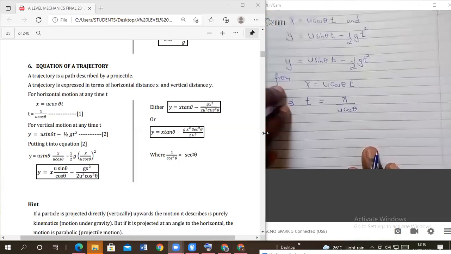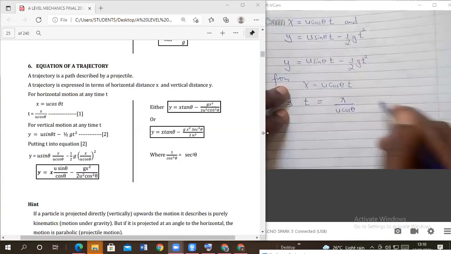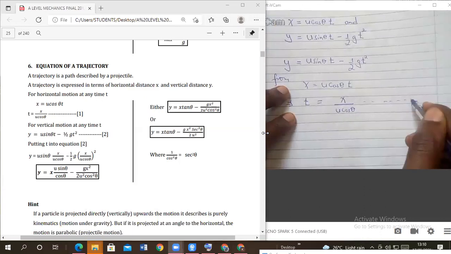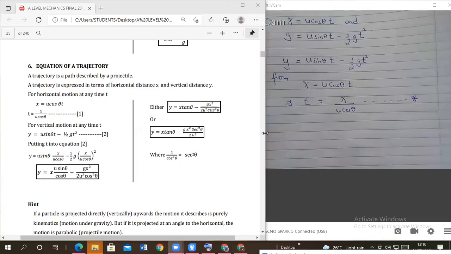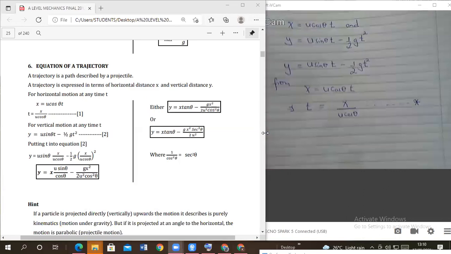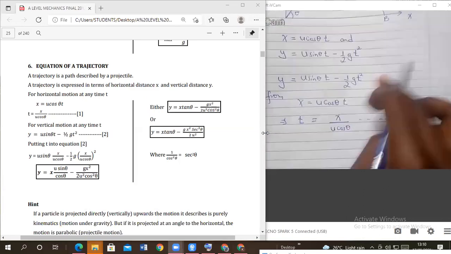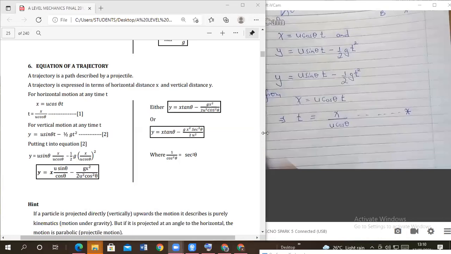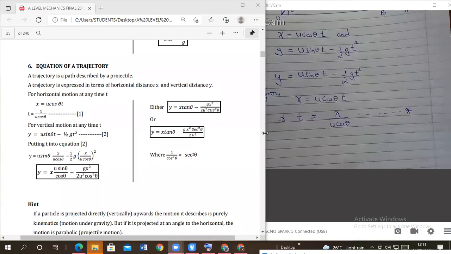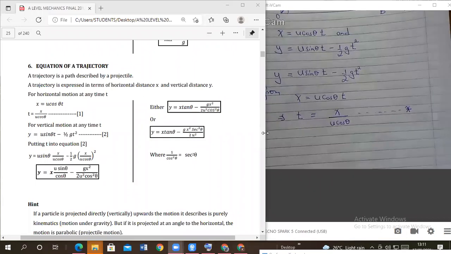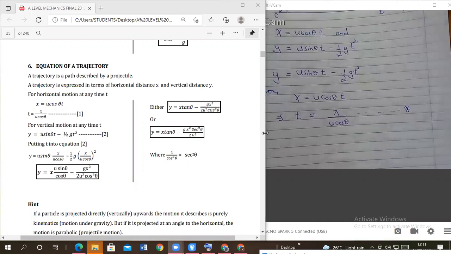U cos what? This is it. Let's call it star. Now what I will do, I will carry this equation, the star, and put it in this one, because I want this equation to combine the horizontal distance x and the vertical distance y. When you have all of them combined, that's what we shall refer to as the equation of trajectory. Are you together?